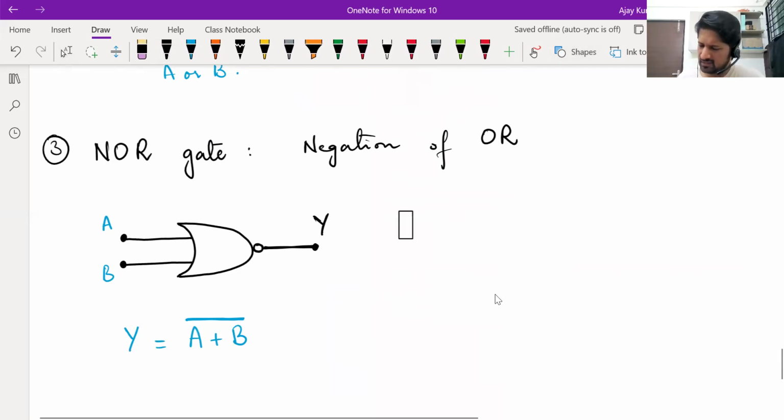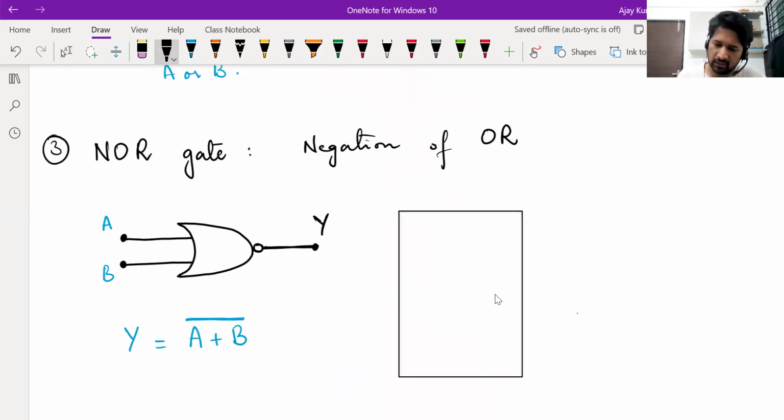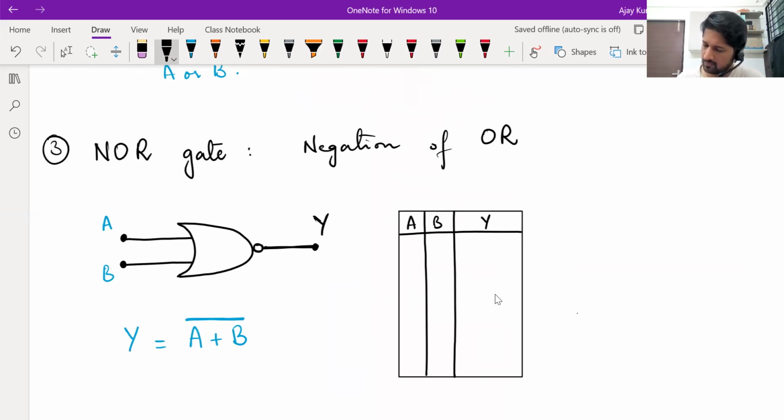Truth table, it will just be the opposite of the OR gate truth table. So basically what happens whenever A is 1 or B is 1 or both are 1, the output will be 0. Only when both are zeros, the output will be 1. Y in this case is A plus B whole bar. When A is 0, B is 0, the output will be 1. In all other cases, it will be 0.